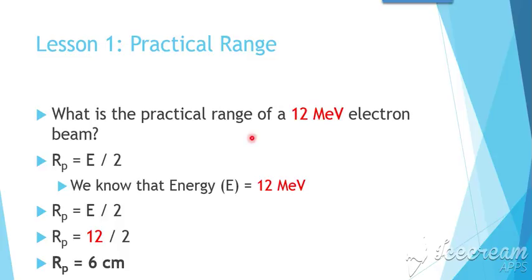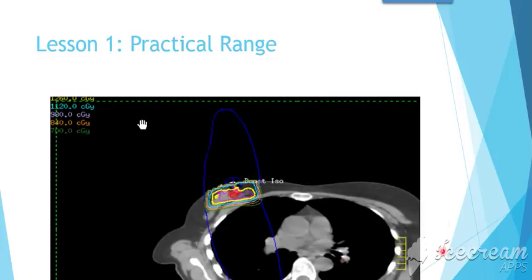So in this example, the physician knows that they want to use a 12 MeV electron beam. The practical range formula is Rp equals energy divided by 2. If we substitute 12 MeV into the formula, 12 divided by 2 equals 6 centimeters. So the practical range for a 12 MeV electron beam would be 6 centimeters, meaning that most of the energy would be deposited over a distance of 6 centimeters.